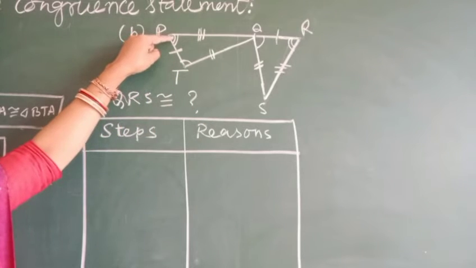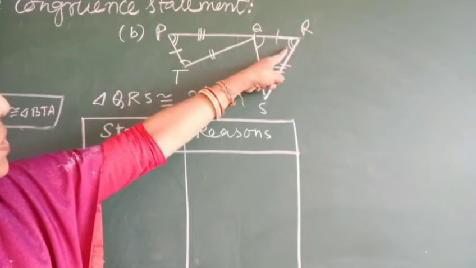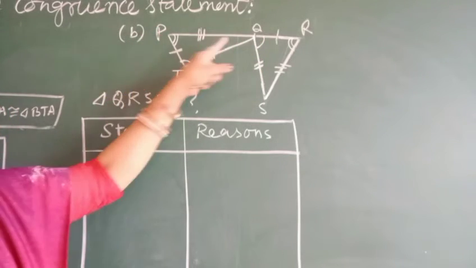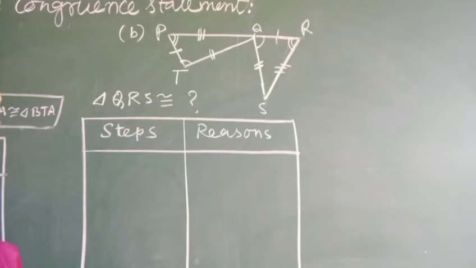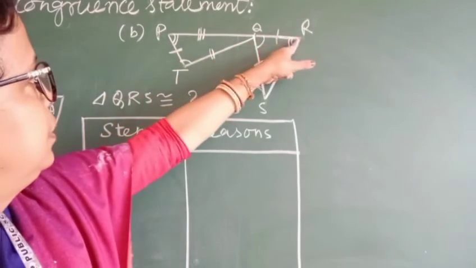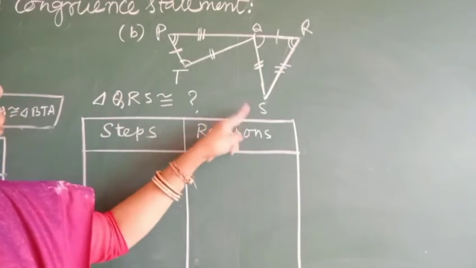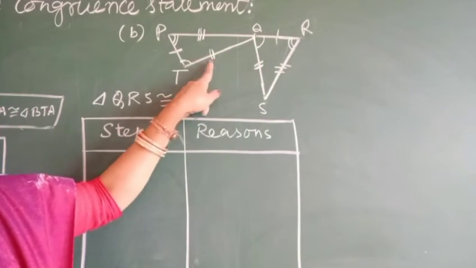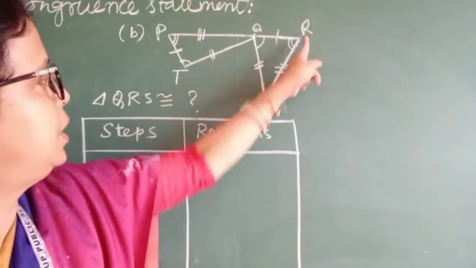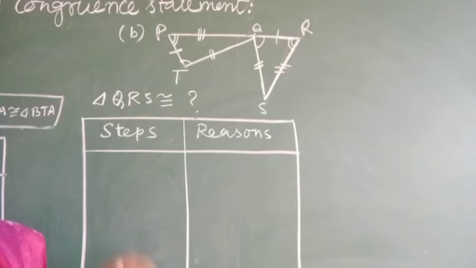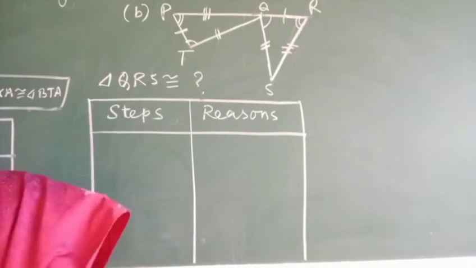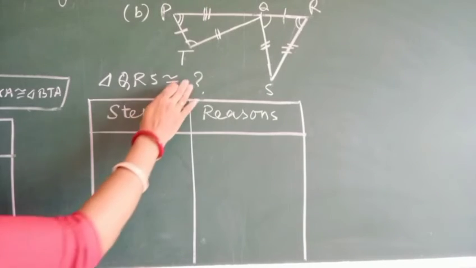Very clearly I can see that this angle is equal to this angle because of this sign, and side PT is equal to side QR. So I can take this one. I can take sides also. PT is equal to QR, TQ is equal to SQ, and PQ is equal to RS. So by SSS criteria also I can do. Which one will you prefer? You can do this.